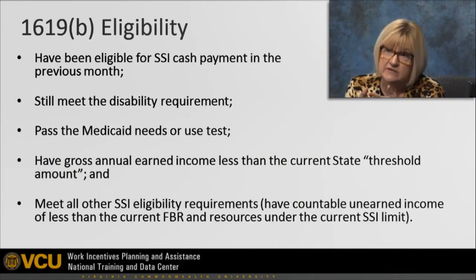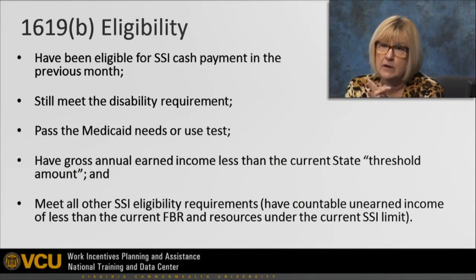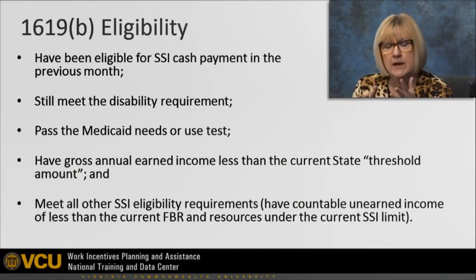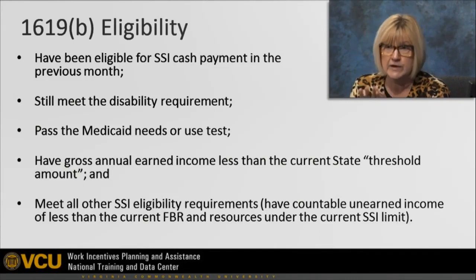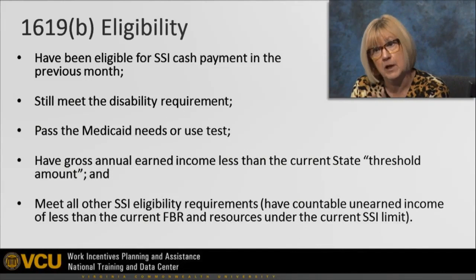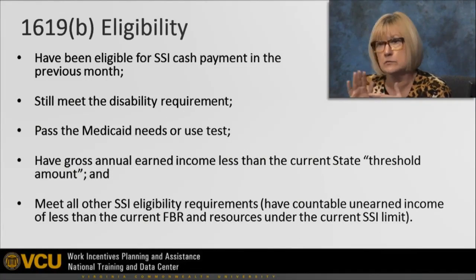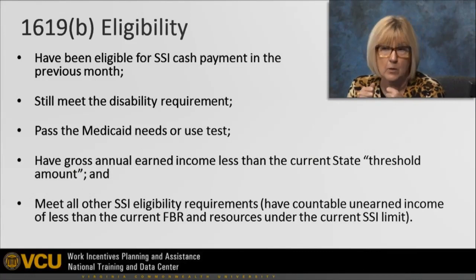And the individual has to meet all of the other SSI eligibility criteria, and this is where people get caught up. They still have to have unearned income below certain limits, and the resource limit, that $2,000 for an individual, $3,000 for an eligible couple, still applies in the 1619B program. So individuals who take their earnings and really sock it away could lose the Medicaid coverage.